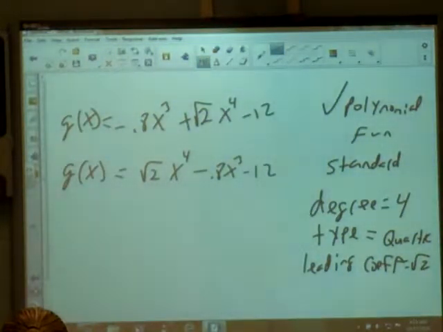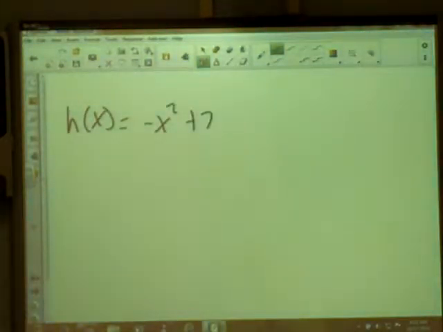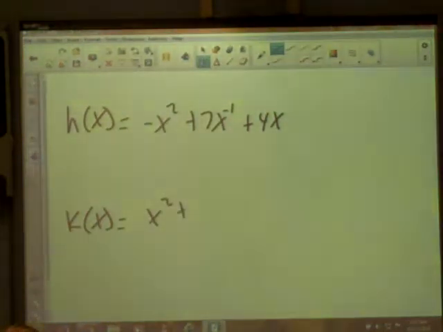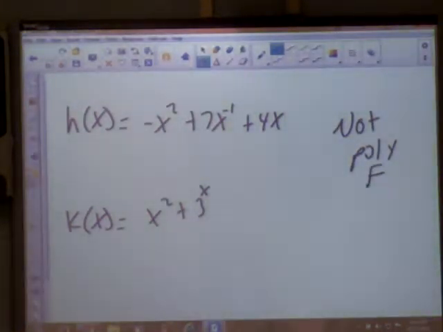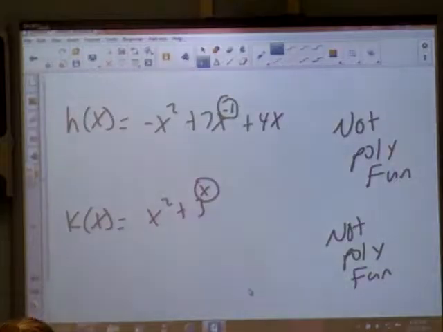Good. Alright, look at these two. We'll give you 2 for 1 right now. I've got h of x is equal to negative x squared plus 7x to the negative 1 plus 4x, and then k of x is equal to x squared plus 3 to the x. Neither one of these is a polynomial function. Why? This one has a negative exponent, and that one has a variable exponent.